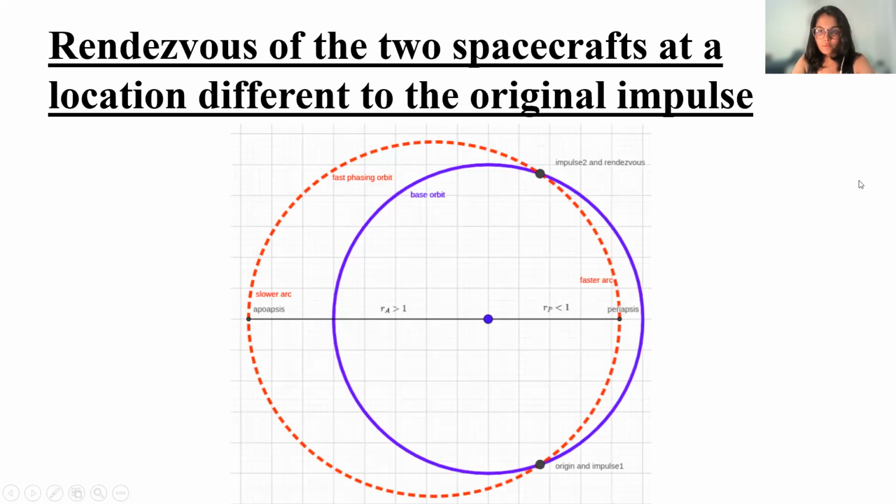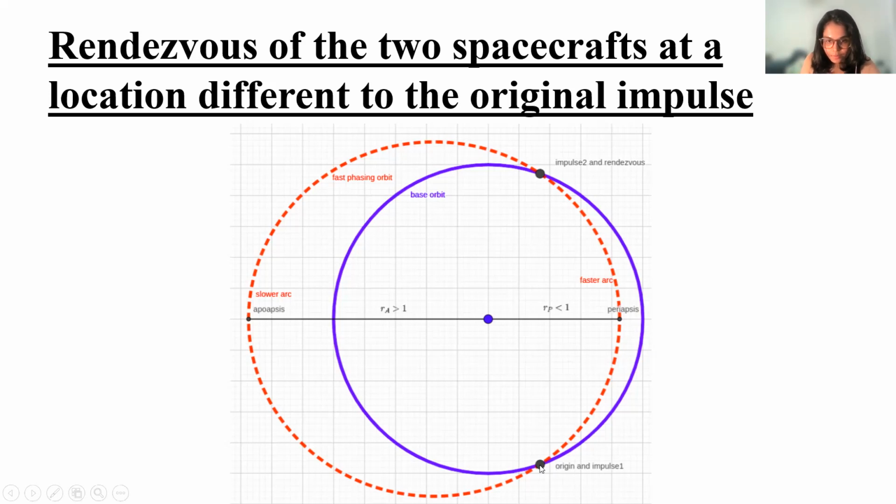A more efficient form of phasing maneuver is when we do not assume that the rendezvous would happen at the same location as the location of the first impulse provision. A more efficient maneuver would be if the impulse is provided at a different location and the rendezvous happens at a different location within the same orbit. So this is the image for the same. It is completely similar to what I have explained earlier.